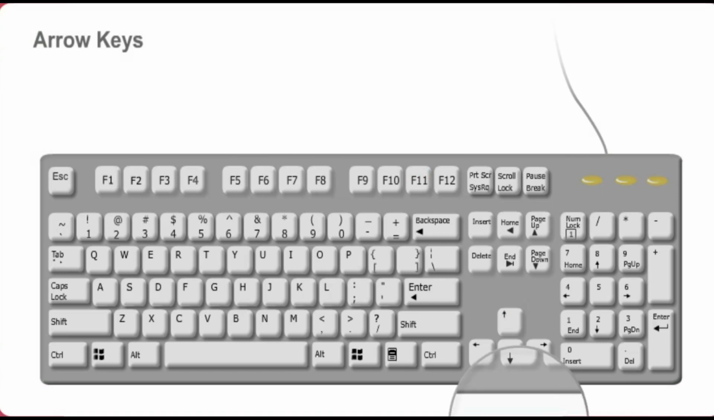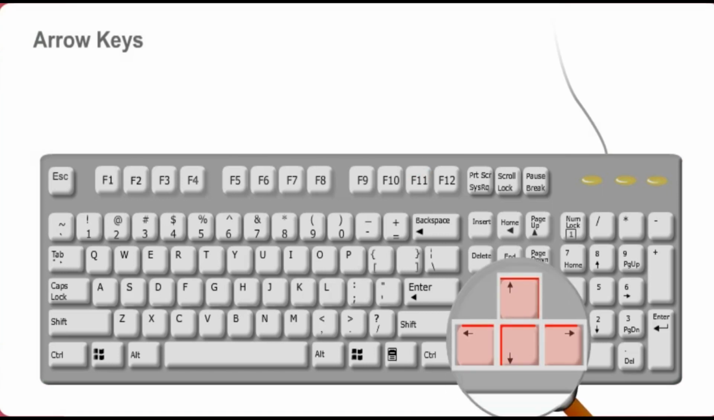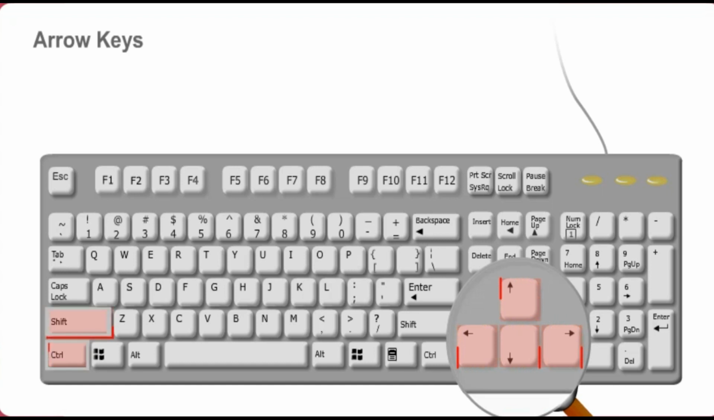The arrow keys just below the special keys move the cursor in the direction of the arrow. When used in conjunction with the Control or Shift key, they perform different functions again. For example, if you hold down the Control key and press the arrow pointing to the right, then the cursor jumps one whole word. Without the Control key, the cursor moves one character at a time.